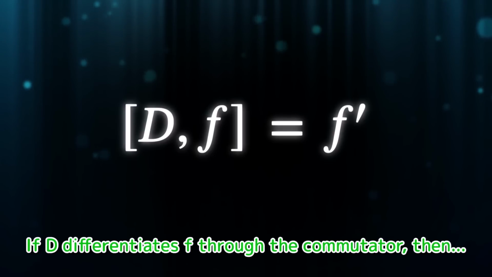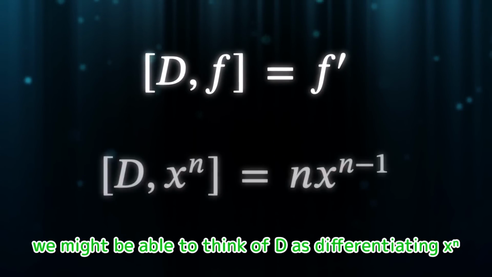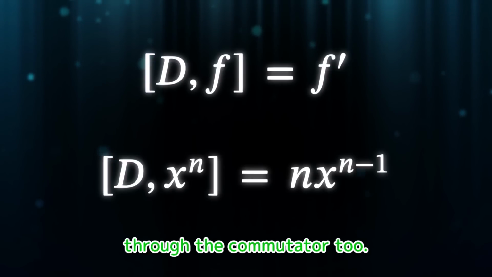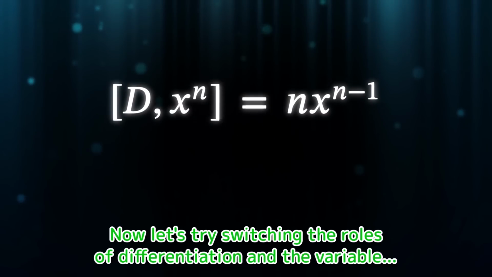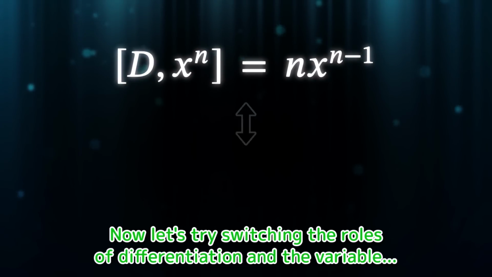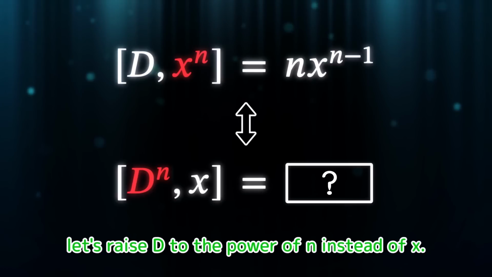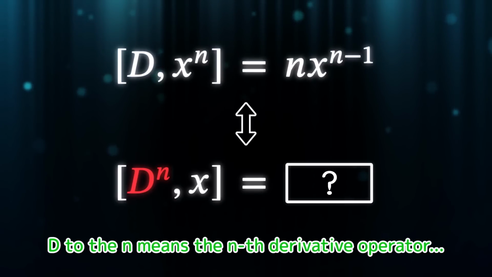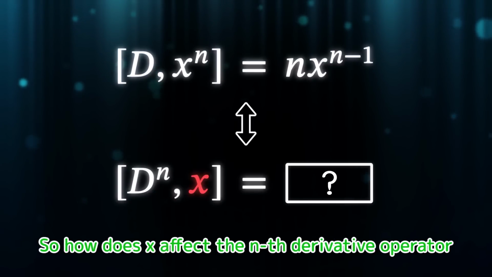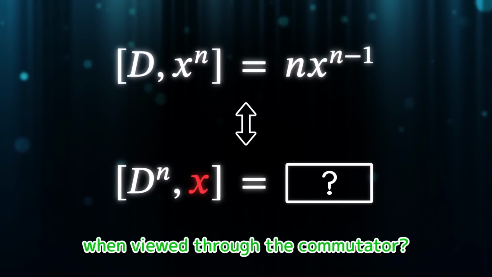If D differentiates x through the commutator, then, as a special case, we might be able to think of D as differentiating x to the n through the commutator too. Now let's try switching the roles of differentiation and the variable. In other words, let's raise D to the power of n instead of x. D to the n means the nth derivative operator. So how does x affect the nth derivative operator when viewed through the commutator?